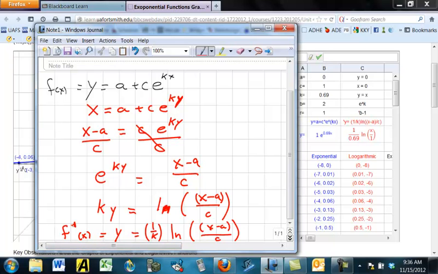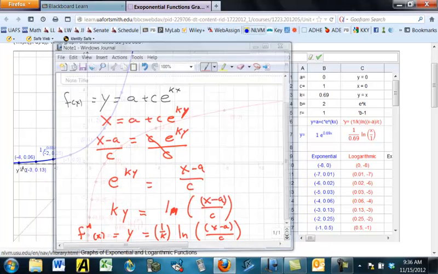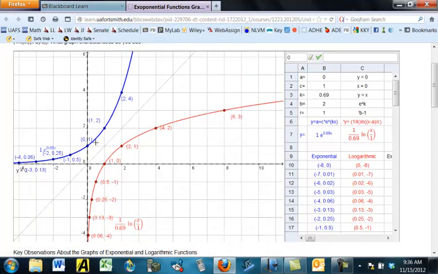Remember, this is not a power of negative 1. It is what we just did here: switch x and y and solve for y. So it's the opposite steps in the opposite order. And of course, graphically, we can see that as a reflection over the line y equals x, which is what this dotted line is right here.